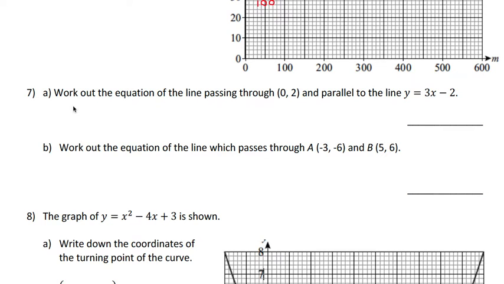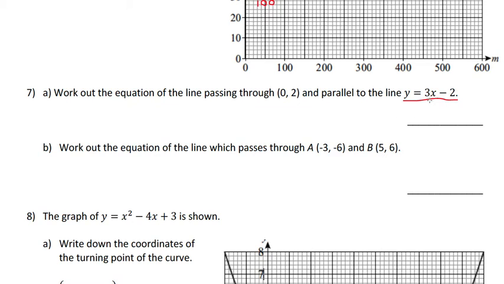Question 7 wants us to work out the equation of some lines given a bit of information. Now, you'll notice that there's no diagram on this question, so we can't rely on a diagram to help. These questions are still quite simple though. In the first one, we're given a point that it passes through, 0, 2, and we're given the fact that it is parallel to this line here, y equals 3x minus 2.